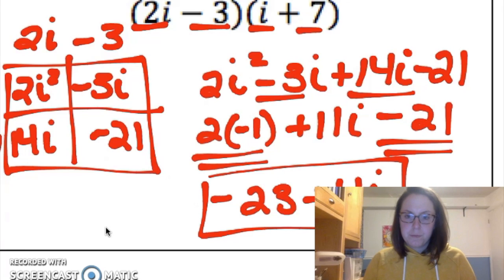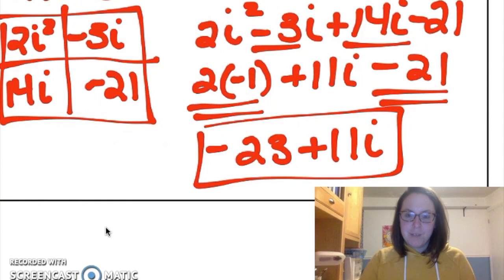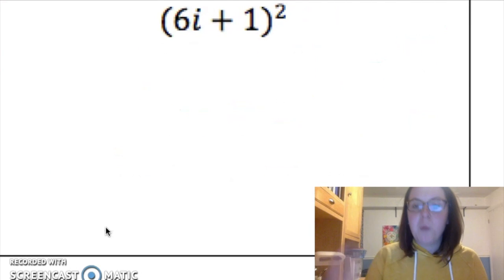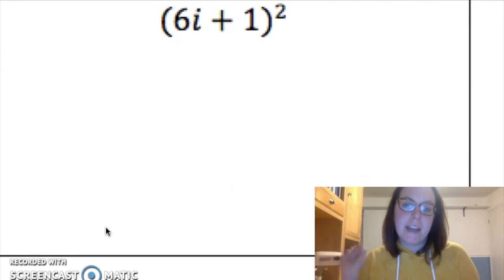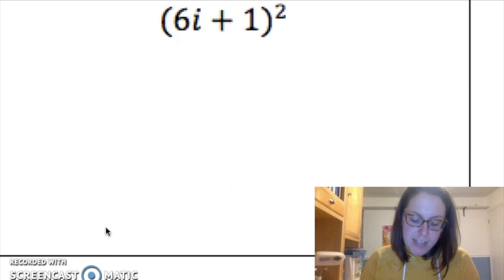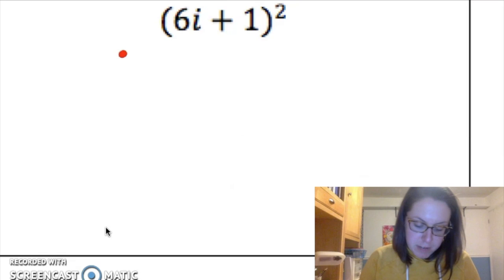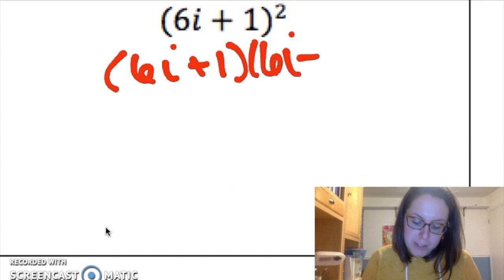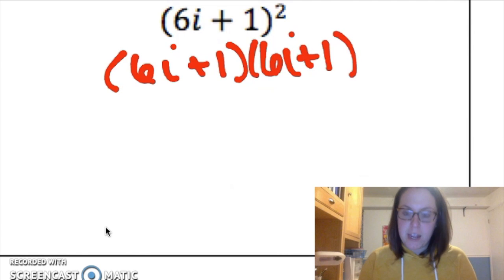Okay, let's do the next one. This one's really important because remember, squaring means multiply by itself. So you cannot just say, oh, square the first part, square the second part. If you want to make Mrs. Geronda cry, that is one of the fastest ways to do it. So I'm just going to write it out twice because squaring means multiply by itself, right? And now I'm going to do double distribution on this.